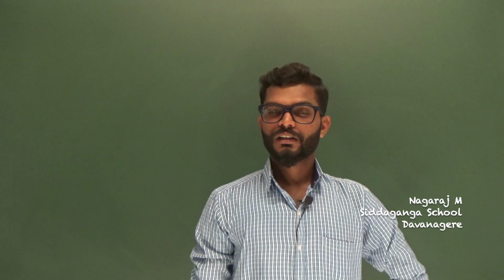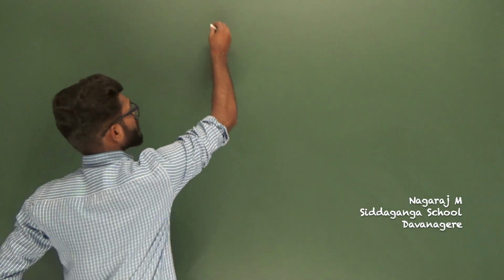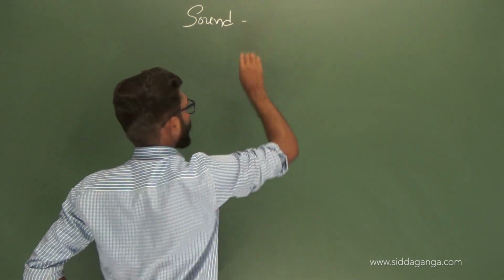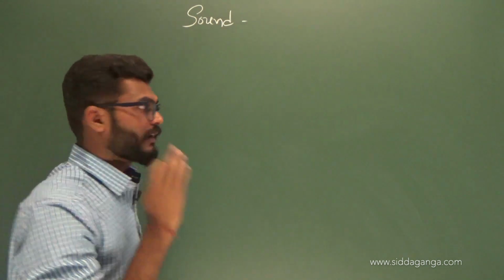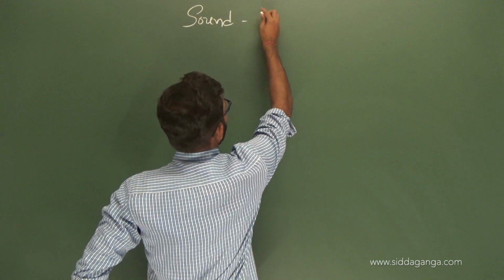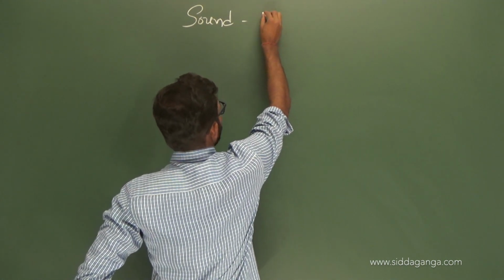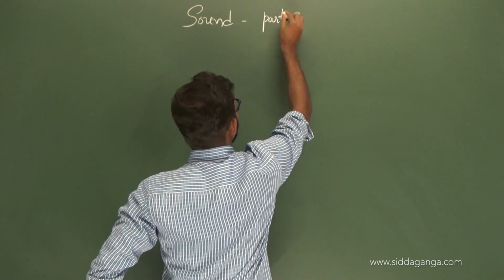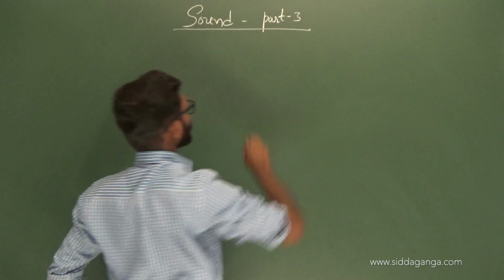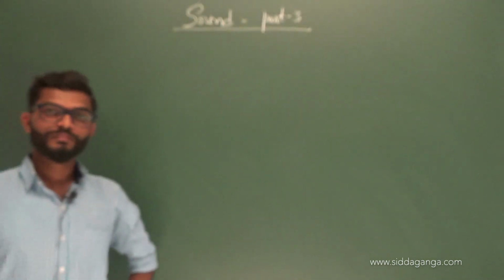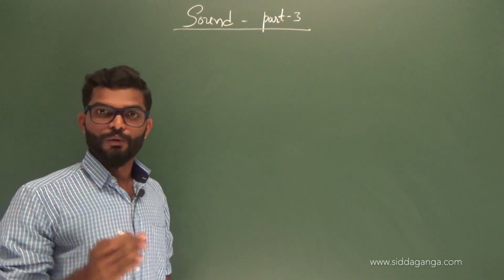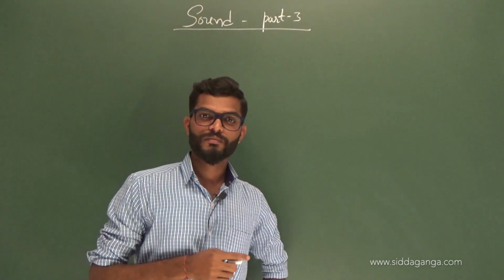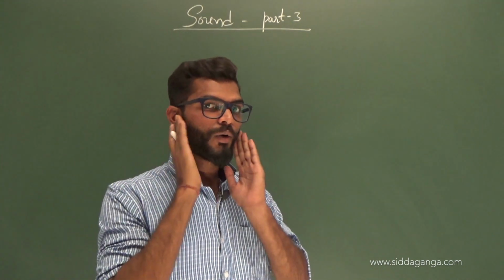Hello students, so today in part 3 of the chapter sound, let's talk about how our ears help to perceive the different sounds in our nature. Sound part 3. So we perceive, we hear, we listen to all various forms of sounds in our surroundings through our ears, right?